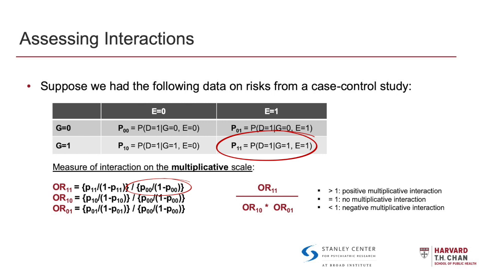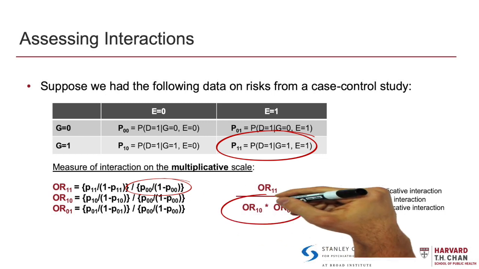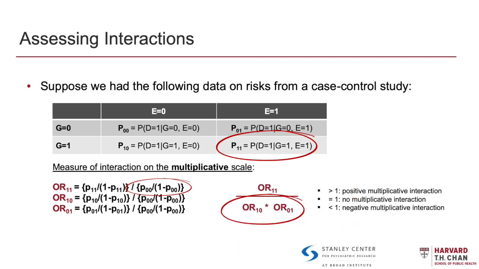And if we take the odds ratio for the presence of both exposures, the environmental exposure as well as the genetic risk factor, and then divide that by the individual exposures, we would get the multiplicative scale, and the interpretation would be similar to what we have done in the earlier slide. If it's greater than 1, we would say there is evidence of multiplicative interaction. If it's 1, we would say there is no evidence of multiplicative interaction, and less than 1 would be negative multiplicative interaction.